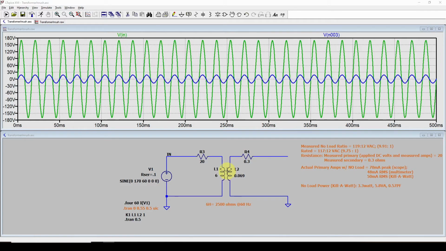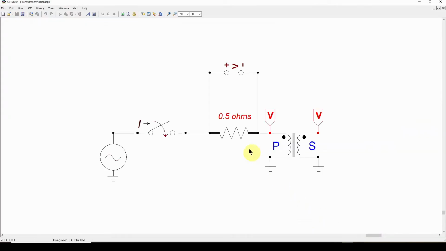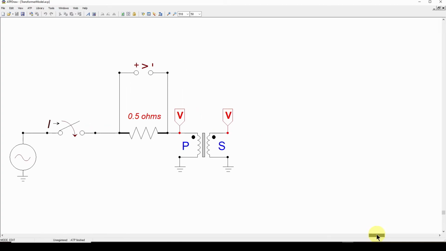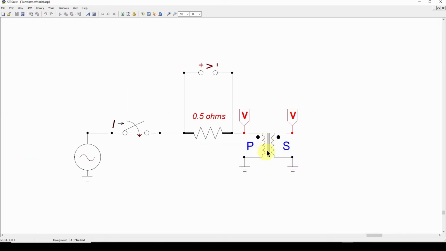I use a piece of software that is designed for more power system machines, transformers, that kind of thing, and it's called ATP. And here is a simple model that I put together of the same transformer, but it has a nonlinear characteristic built in. I've got a voltage source, a switch, and my 0.5 ohm shunt resistor to look at the voltage across it, a differential voltage, and I've got my transformer, and I'm measuring inputs and outputs, and I'm measuring currents and everything else.